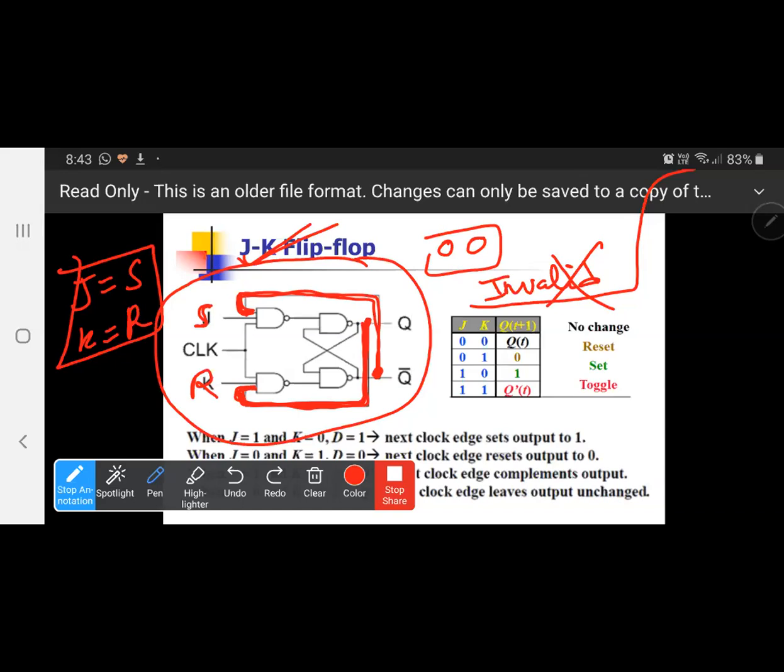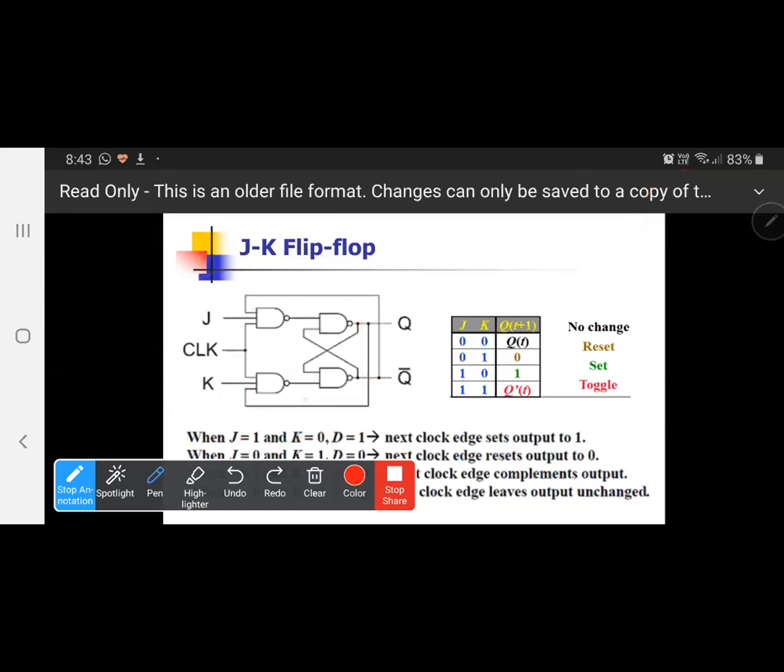I will tell you what you will get. Okay, so let's start. For the JK flip-flop, if inputs are 0 0, then it will work as a memory, no change. Clear? Same as SR. This is S, this is R, like this. Clear or not? Clear.